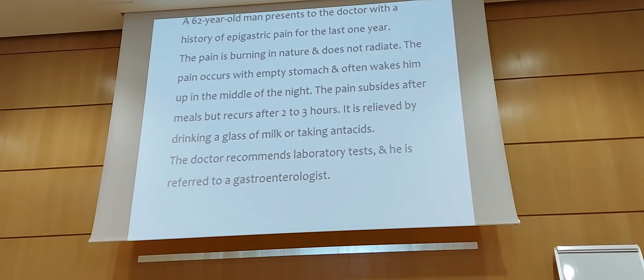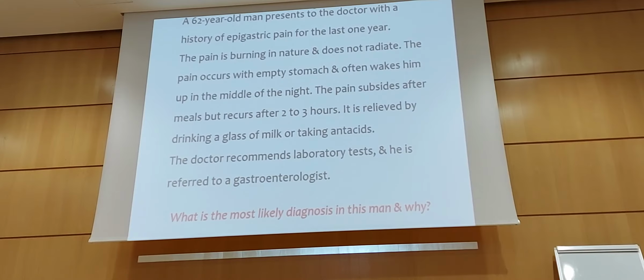Okay, I cannot read the whole scenario, you just read, absorb the situation, and then I will ask you some questions. Any difficulty? Did you understand the scenario? Yeah. Okay. Let's go. What is the most likely diagnosis in this case?